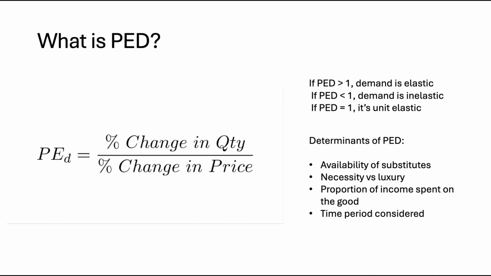Now, the IB loves to test this by linking it to determinants of price elasticity of demand. For example, some of the determinants are availability of substitutes, necessity versus luxury, proportion of income spent on the good, and the time period considered. For instance, in the short run, petrol demand is inelastic because people still need to commute. But in the long run, demand becomes more elastic as consumers switch to public transport or electric cars.